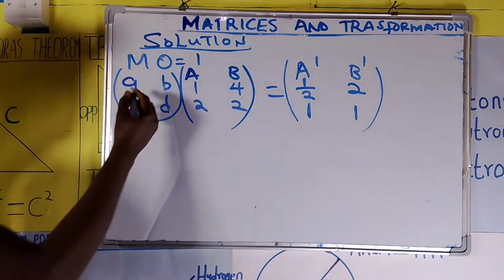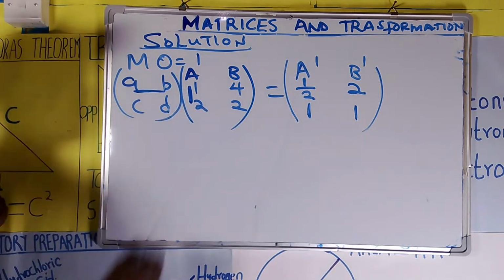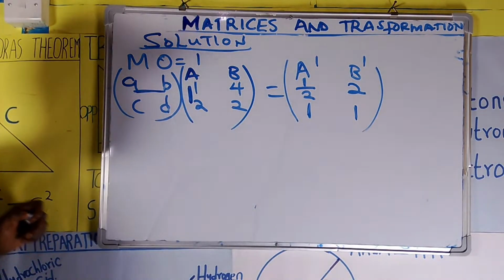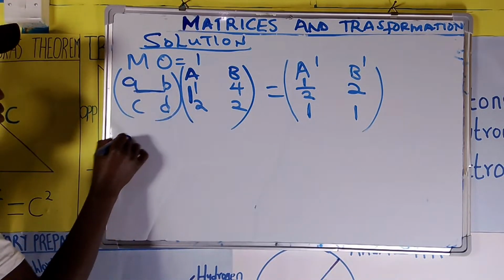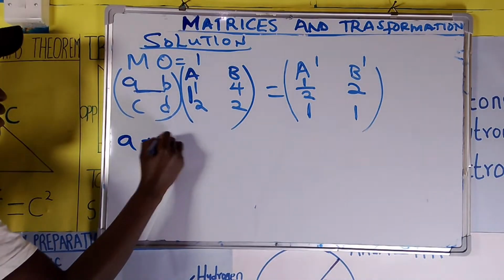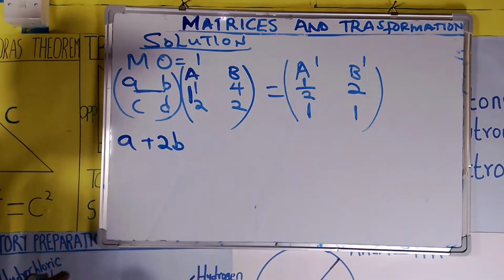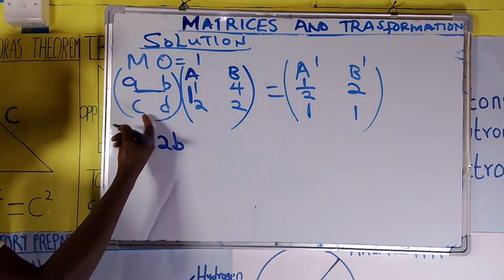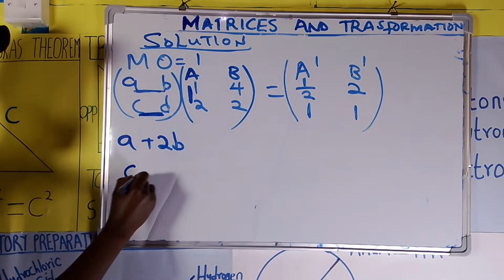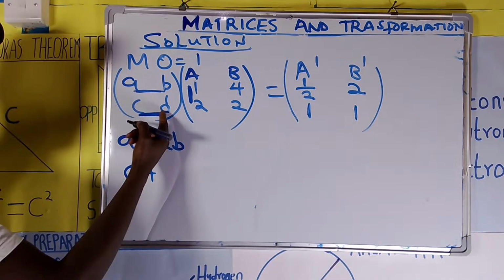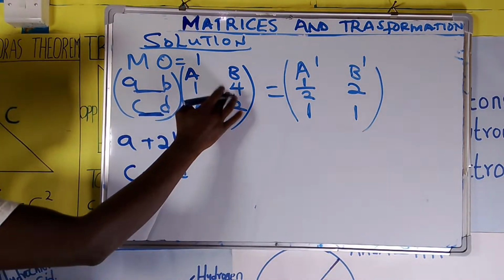As we said, it is the first row multiplied by the first column. So A times 1 is A, plus B times 2 is 2B. Then we go down: CD times the first column. C times 1 is C, plus D times 2 is 2D. We are done with the bottom row. Let's go to the next.